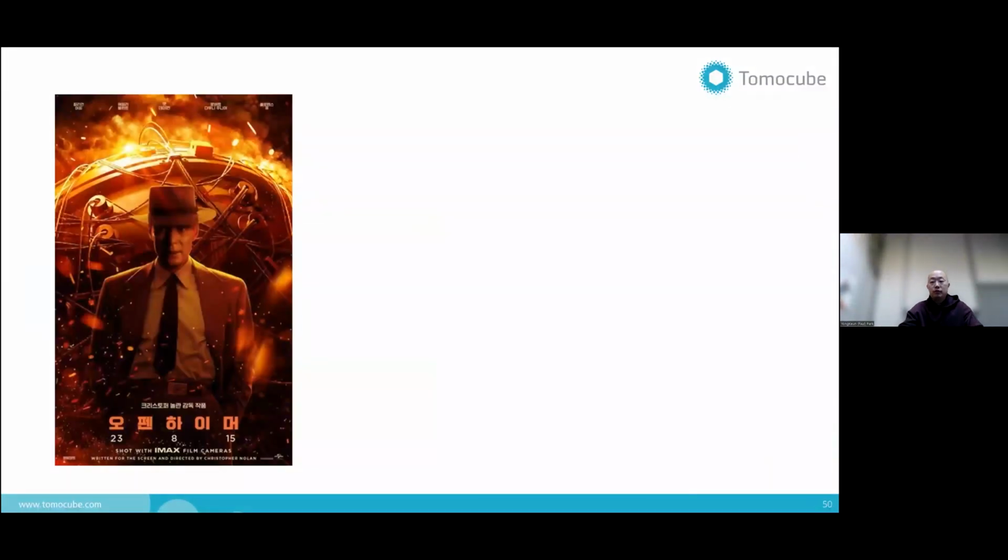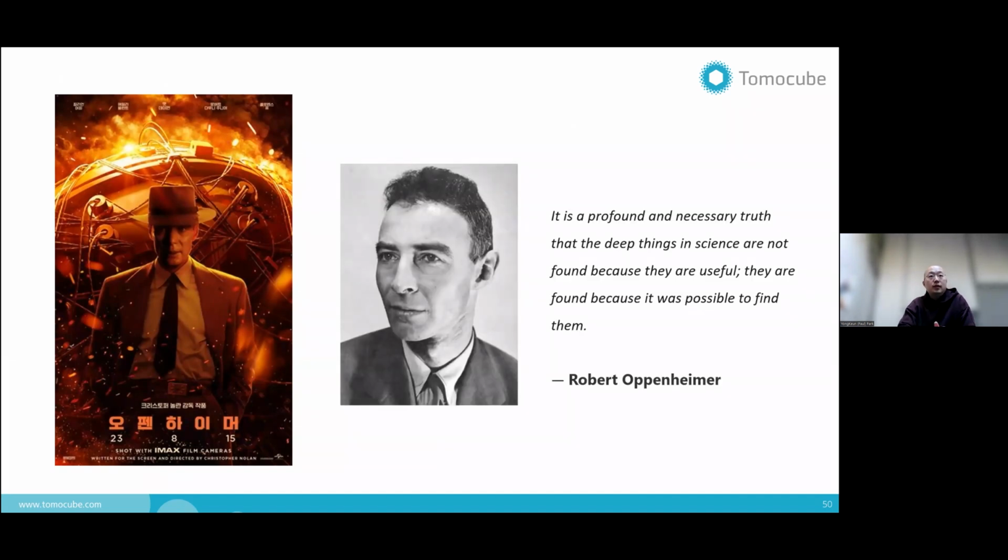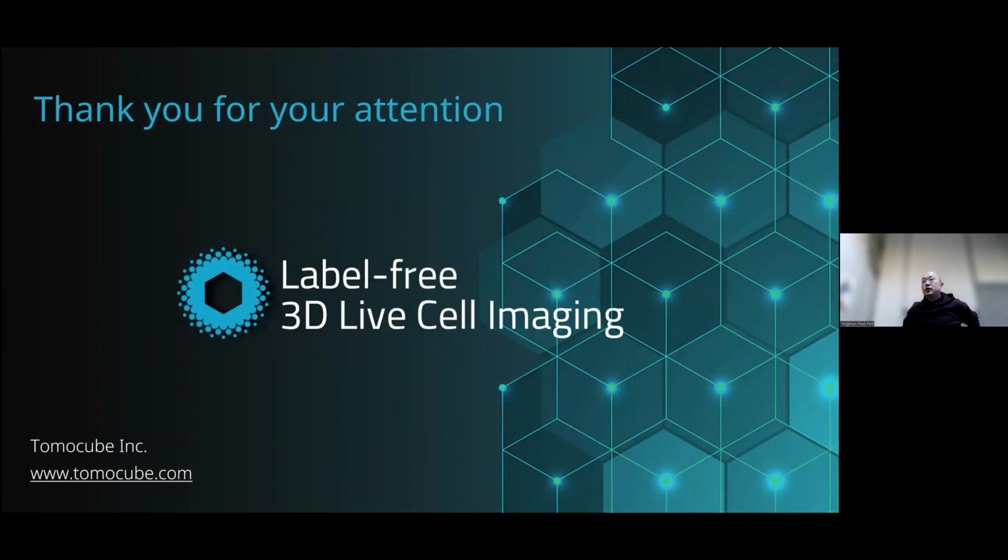Okay, so I'd like to conclude my talk with this slide, with a quote that I like. Robert Oppenheimer, the physicist, once said, "The deep things in science are not found because they are useful. They are found because it was possible to find them." It is our hope to provide the best cell analysis solution so that scientists like you can perform new investigations in order to make new findings. So with that, I'd like to thank you for your attention. Thank you.